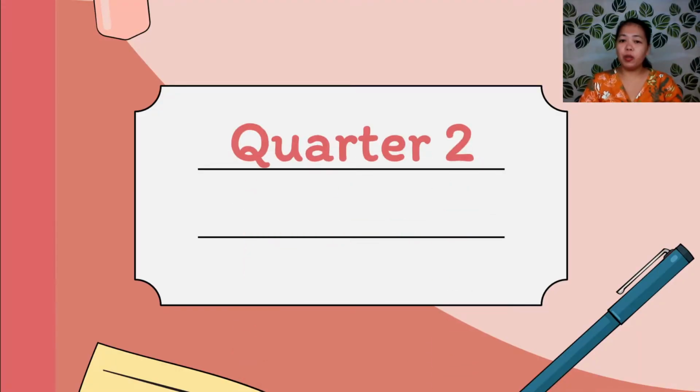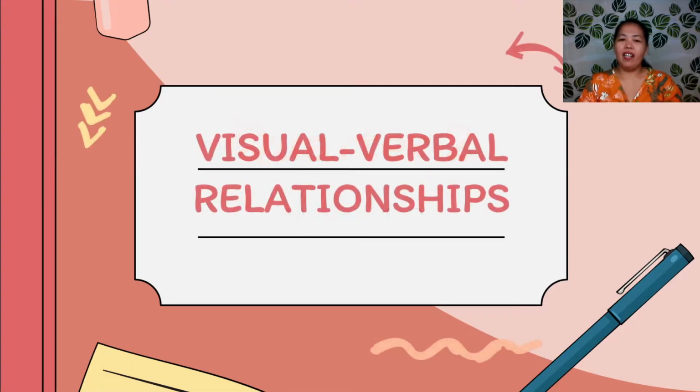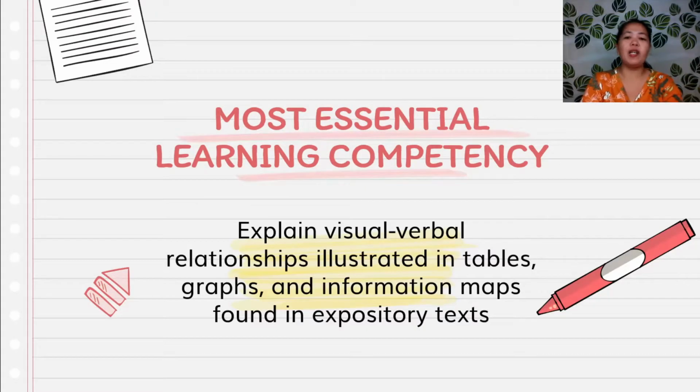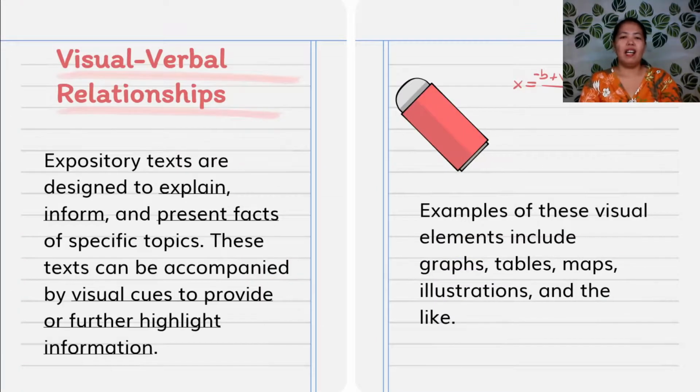Now, we are in Quarter 2, Week 1 and 2, and our lesson is about visual-verbal relationships. In here, we're going to learn and understand visual elements accompanying text in order to improve comprehension, especially when dealing with informative materials. And our most essential learning competency is explain visual-verbal relationships illustrated in tables, graphs, and information maps found in expository text. Let's have first visual-verbal relationships.